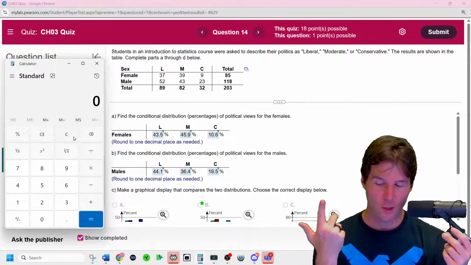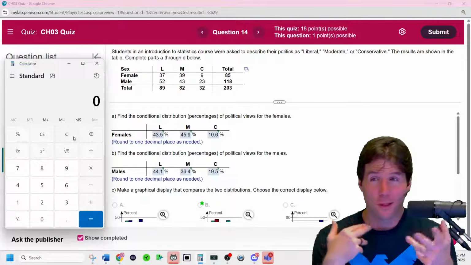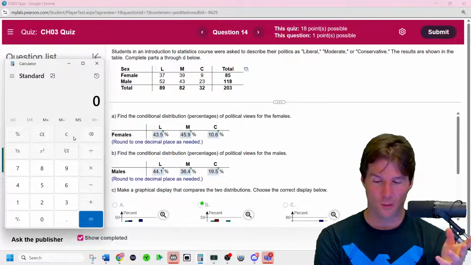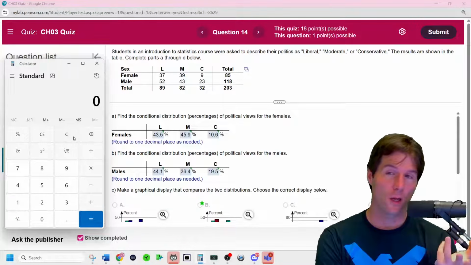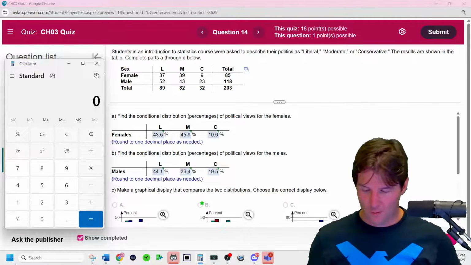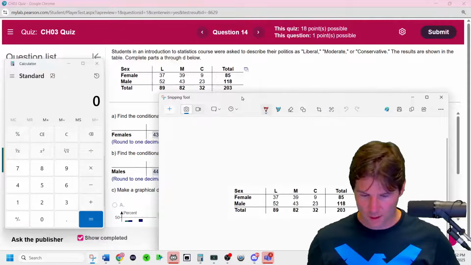How do we find this first one right here? If someone is female, the probability they're liberal. What is the math for it? Because if you get the math for that one, you get the math for all of them. So you have to do it of all the females. It's a conditional distribution. Visually, it'll look like the following.